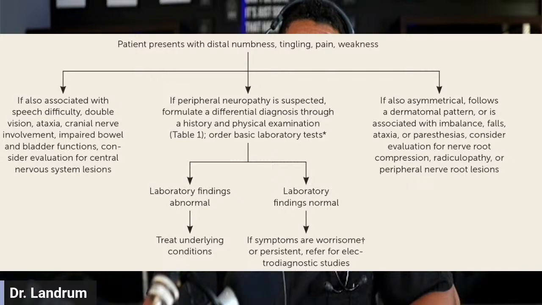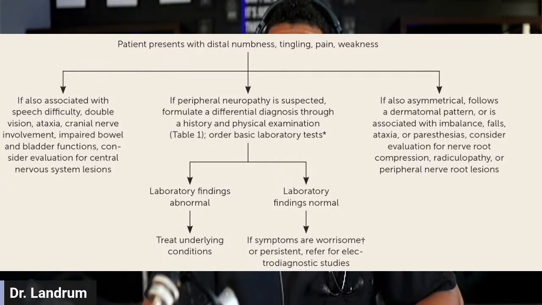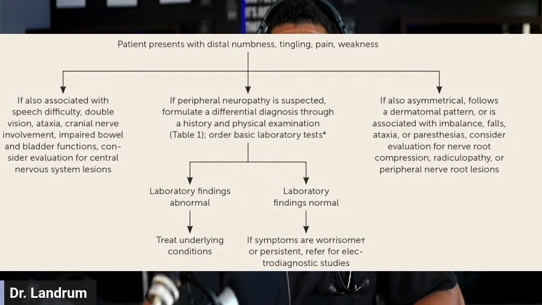So let's say you come in and you have this distal numbness, tingling, pain, and weakness. What we normally are going to assess is, is this in one area? Is it equal on both sides? Are there other issues where there's problems with speech or vision? If that's the case, then we think it might be a central nervous system problem, and we need to look for that with imaging. That's what's indicated by looking for lesions. If it's asymmetrical and there's falls or other things going on, or paresthesias, meaning the shooting pains, this could be something like sciatica or nerve root compression or radiculopathy.